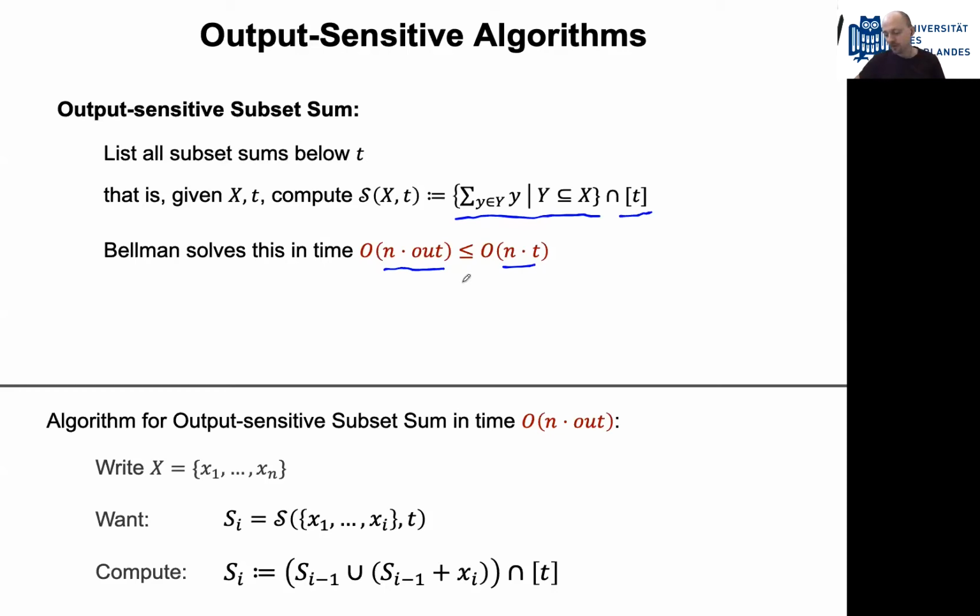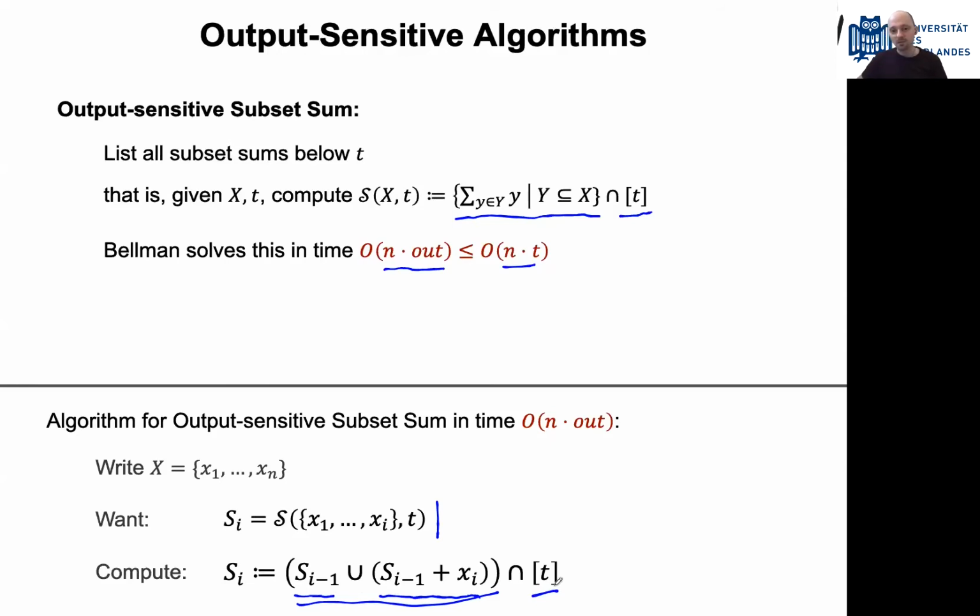non-zero entries. Or in other words, what you want to compute in the ith round is all the subset sums of the first i integers below t. How do you get this? Well, a subset sum of the first i integers, if it does not include x_i, is a subset sum of the first i minus 1 integers. If it does include x_i, it's part of this shifted set here. You take all the subset sums of the first i minus 1 integers and shift them by x_i. If you take the union of those, you get all the subset sums of the first i integers, and we're only interested in the ones below t.